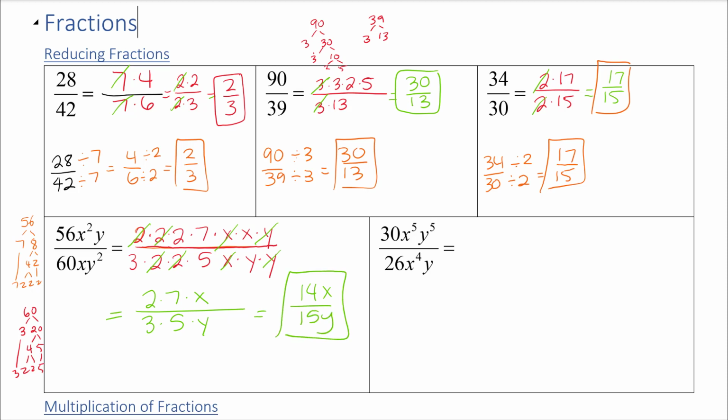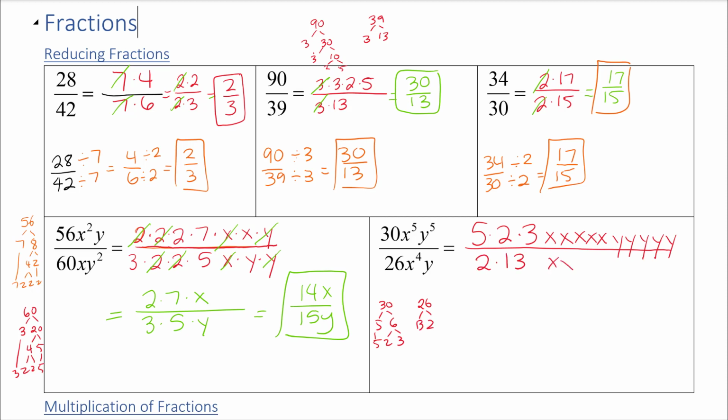Our next problem is very similar. I'm going to do it the same way. Whenever there's variables, I want to do it that way. So let's talk about 30. That's 5 and 6 and 2 and 3. So we have 5 times 2 times 3 times 5 x's times 5 y's. On the bottom, 26, that's 2 times 13. 13 is prime, so you can't go any further. I have 4 x's and 1 y.